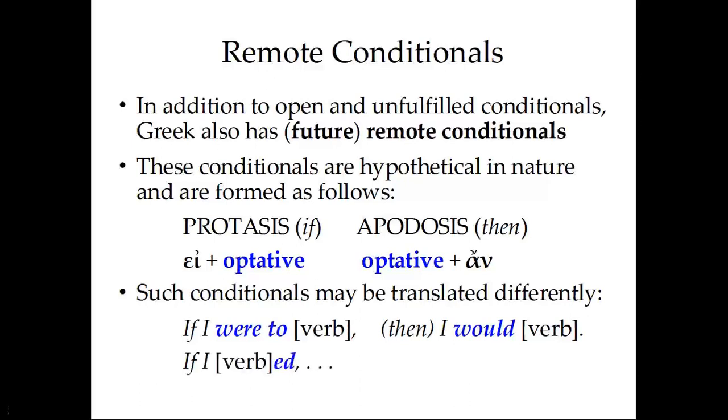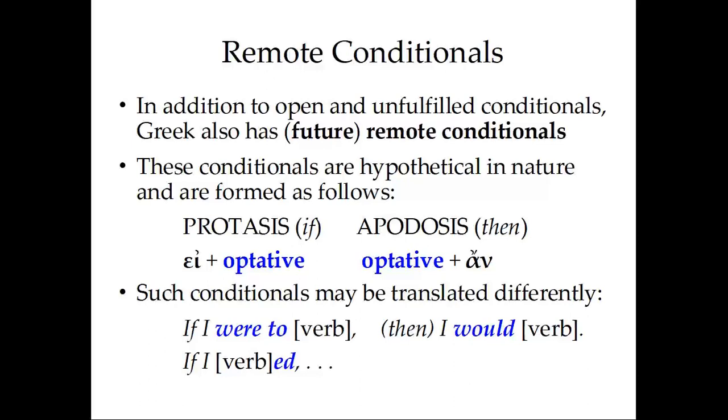Also, in English we might form it with just the simple past, or what looks like the simple past. If I became king, then I would declare something a holiday or something like that. If I were to become king, then I would declare something to be the case. If I became king, then I would declare something to be the case. Here we have two options really for the translation of this particular kind of conditional sentence.